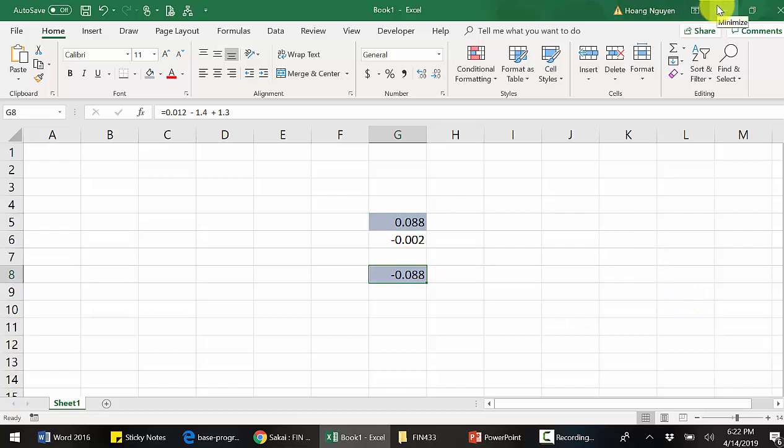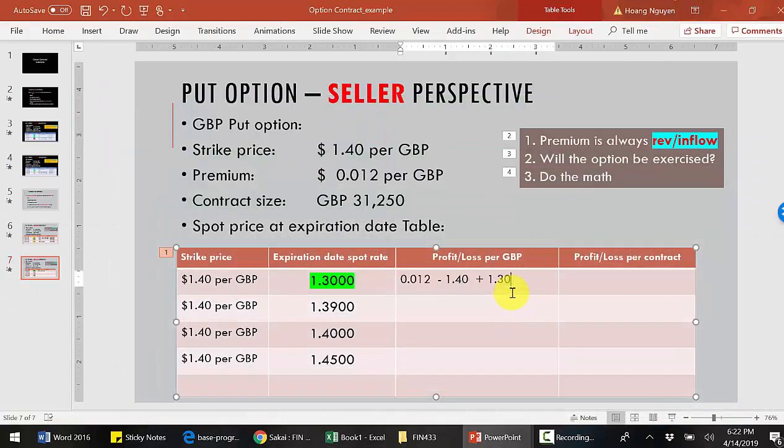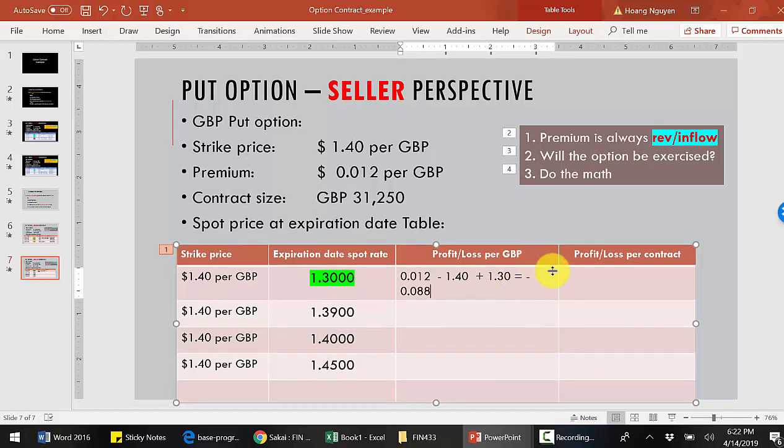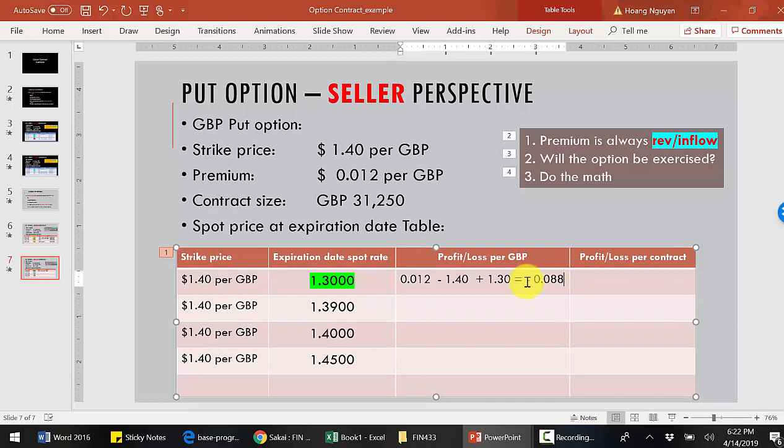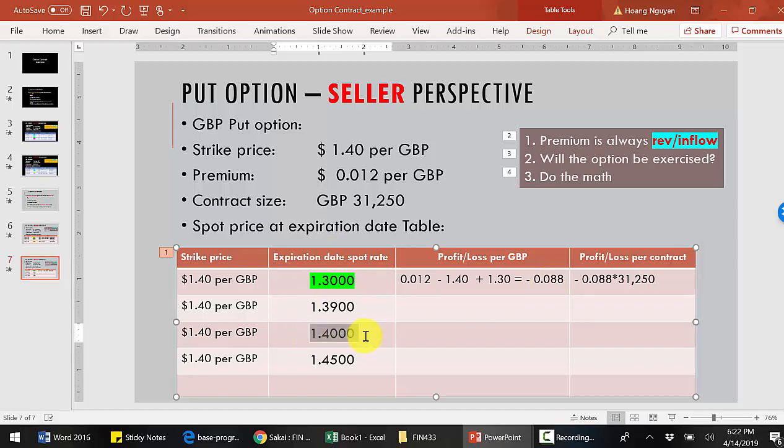Okay, so the money I make is totally coming from you, right? So it is equal to the loss of 0.088, right? And clearly, if you want to calculate the profit or loss for the whole contract, you multiply the unit gain or loss with the size of the contract, which is 31,250. Okay. Now let's look at this situation. It is easier to see.